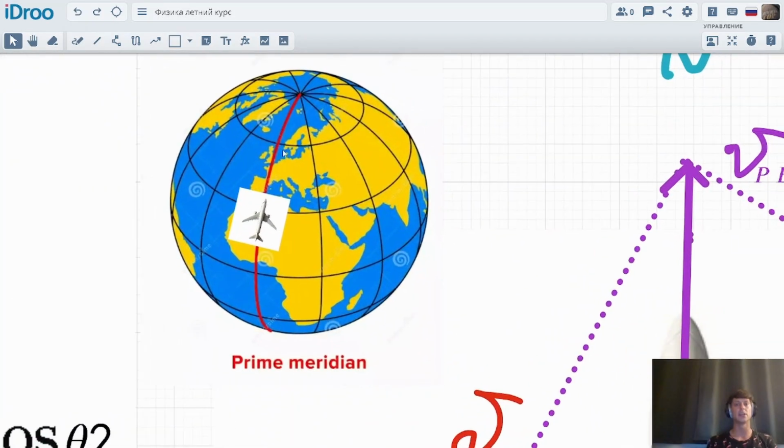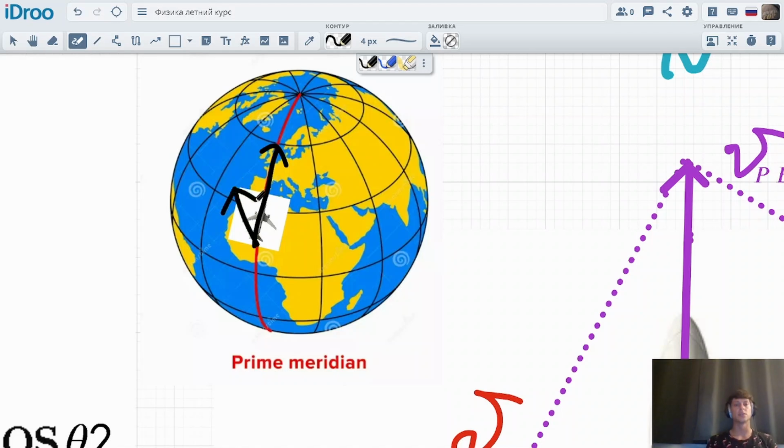So our plane goes north like this. The wind blows like this. So the direction of the velocity of the plane that it pushes off from the air has to be kind of like this.